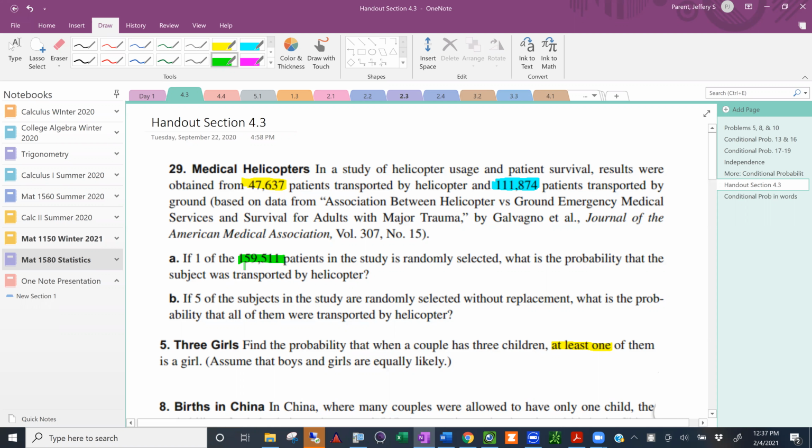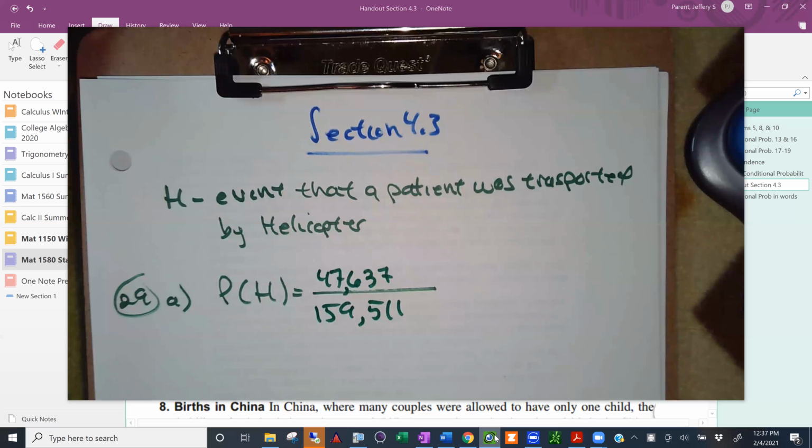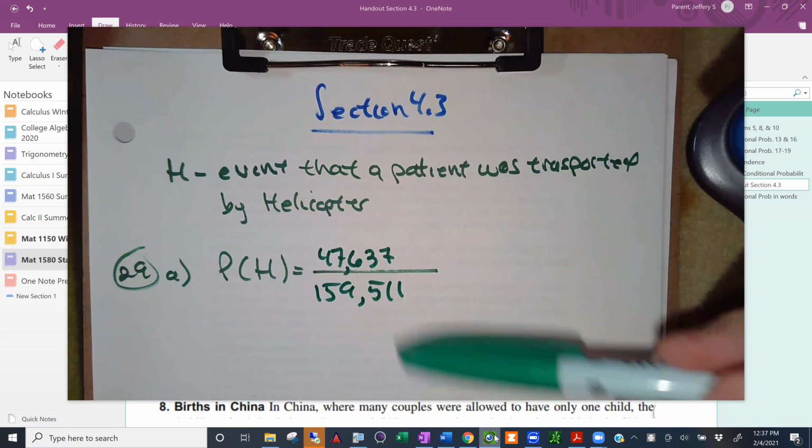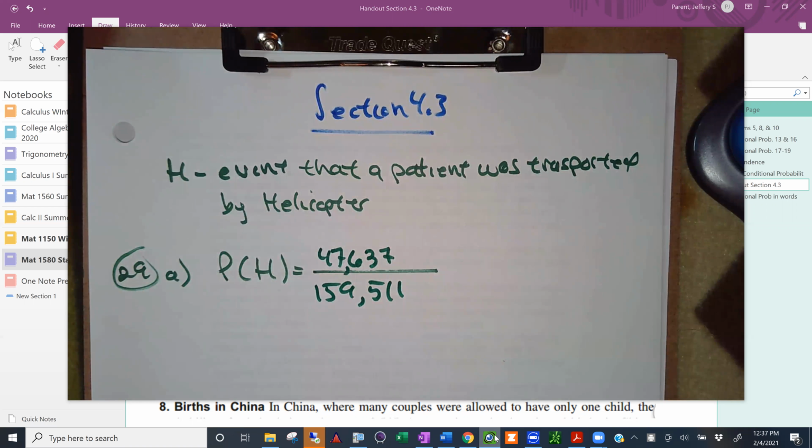Part B is a little tougher. Part A is just going to be this ratio. In part B, they're going to extend this. They're going to select 5 people out of this population and see if they're transported by helicopter. And the question is, what's the probability that all 5 of them were transported by helicopter?